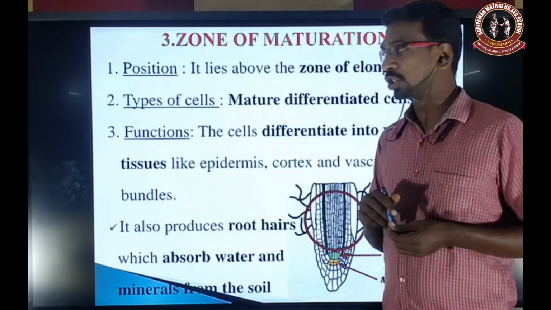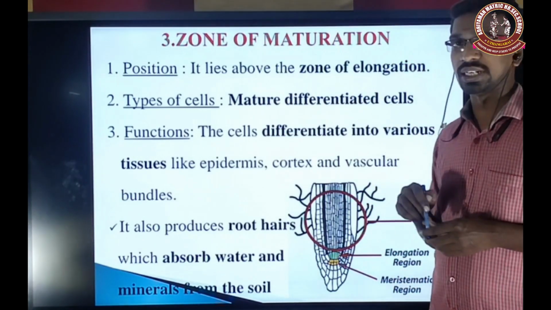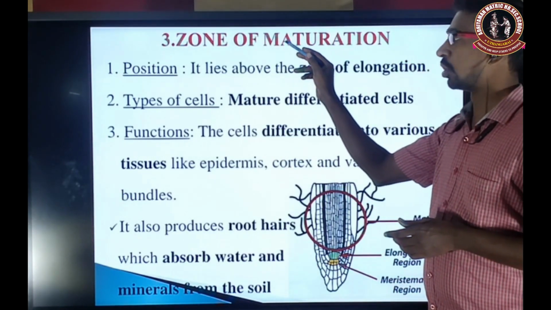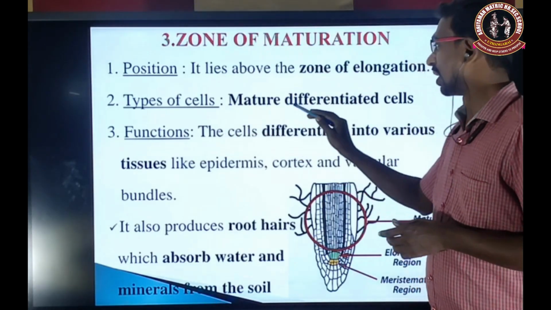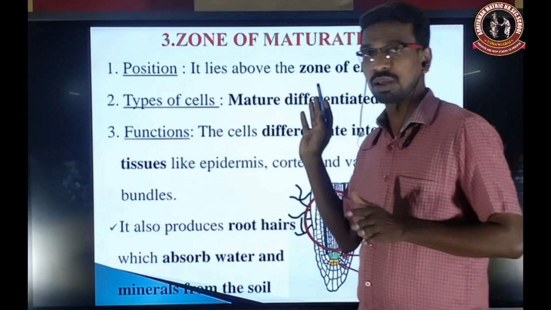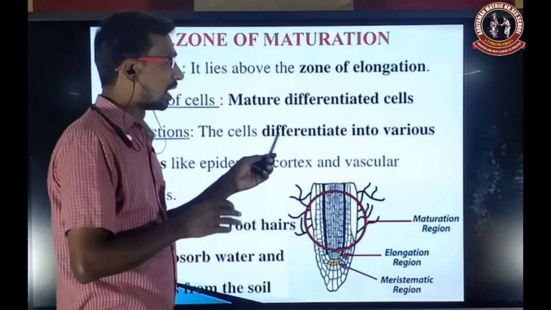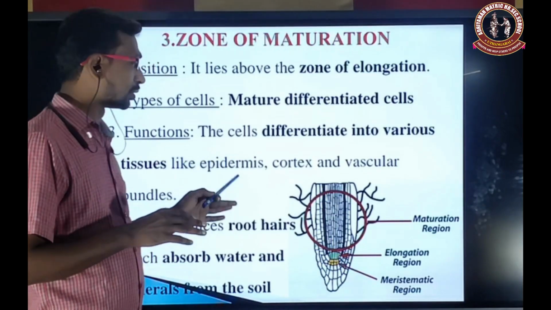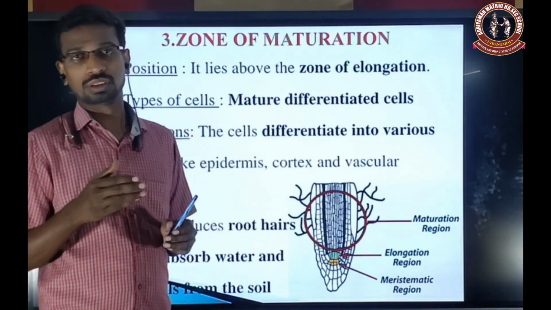Next, zone of maturation. Position: it lies above the zone of elongation. The zone of maturation is present above the zone of elongation. Type of cell: mature differentiated cells are present. Function: the cells differentiate into various tissues like epidermis, cortex, and vascular tissue.